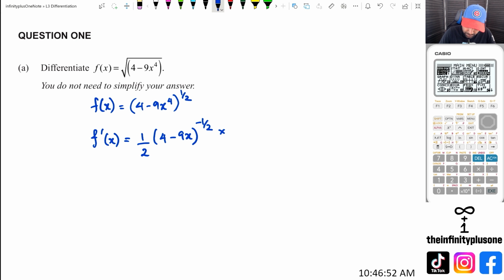And then I have to multiply it by the differentiation of this. And I just realized I forgot the 4 there. So multiplying by the differentiation of the bracket, which happens to be, well, the 4 disappears, minus 9x to the power of 4 differentiates to negative 36x cubed. Now you can actually leave your answer like this because it does say that you do not need to simplify your answer, so I'm going to leave it here. And the grade for this question is an achieved.